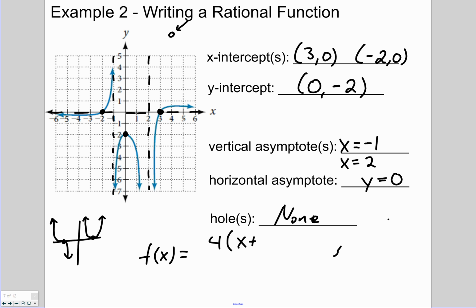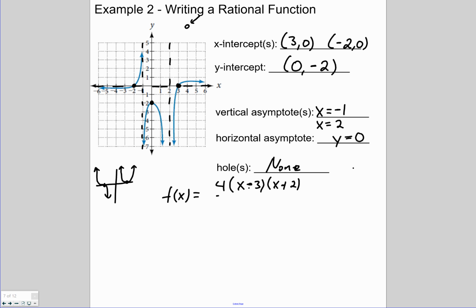x minus 3 first, didn't I? x minus 3 times x plus 2 over 3 times, and then don't forget the x minus 2 needs to be squared.